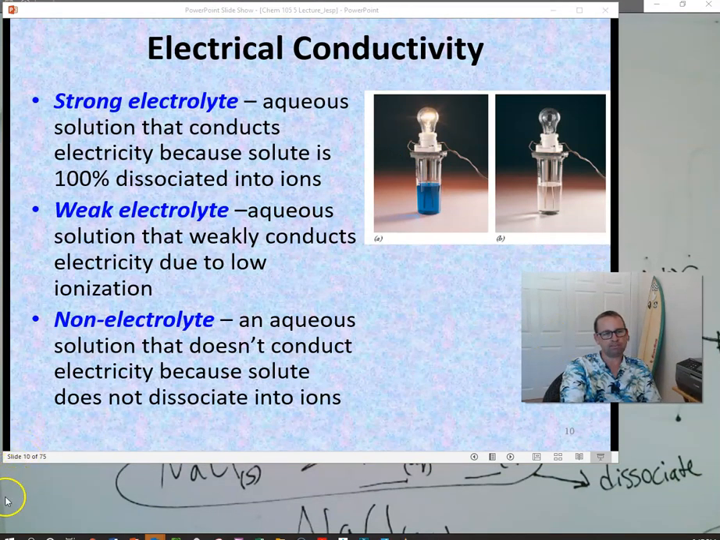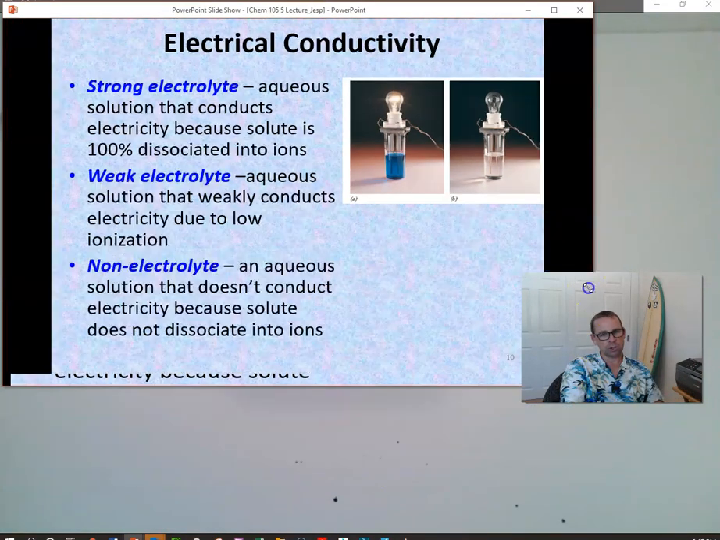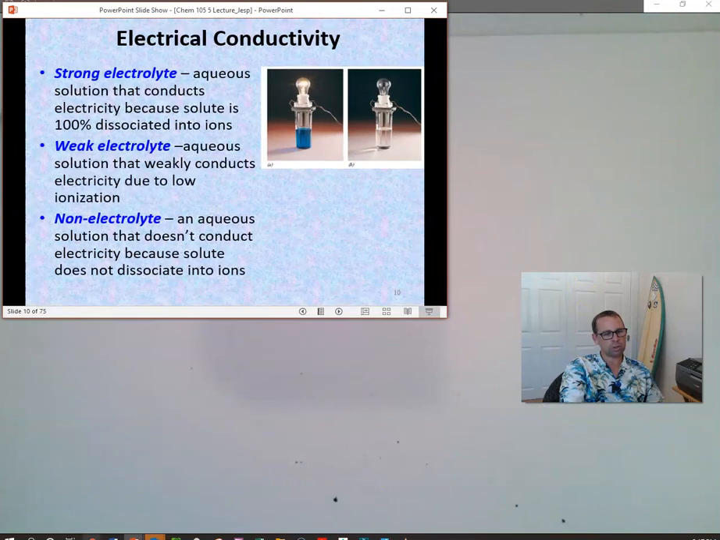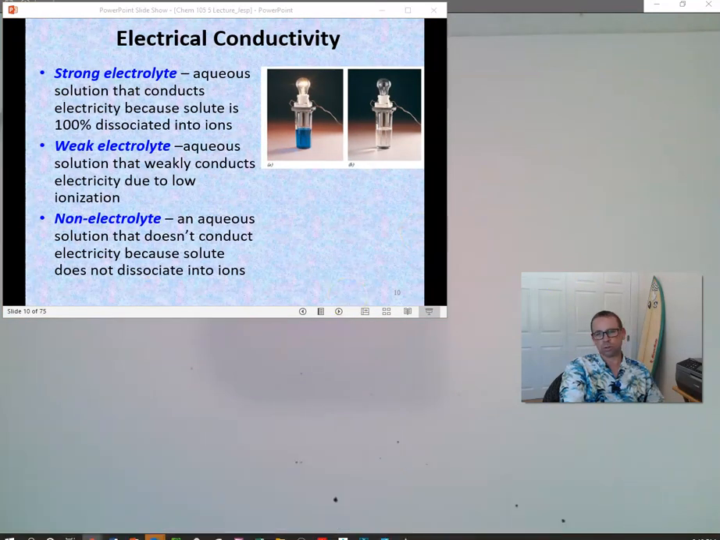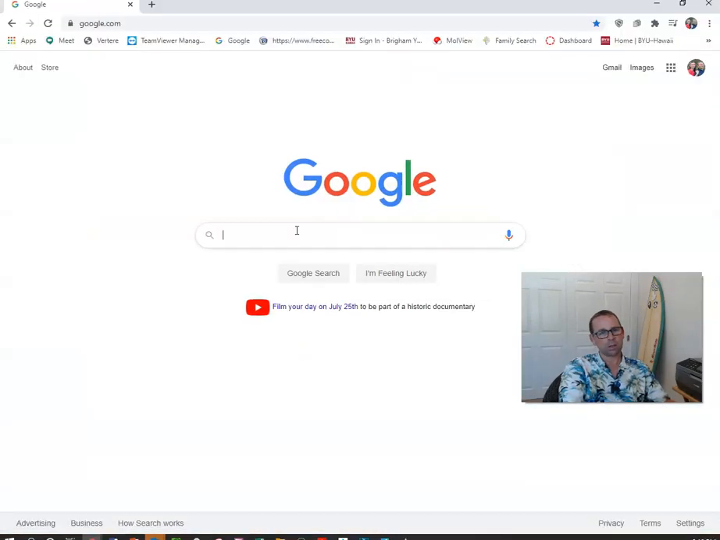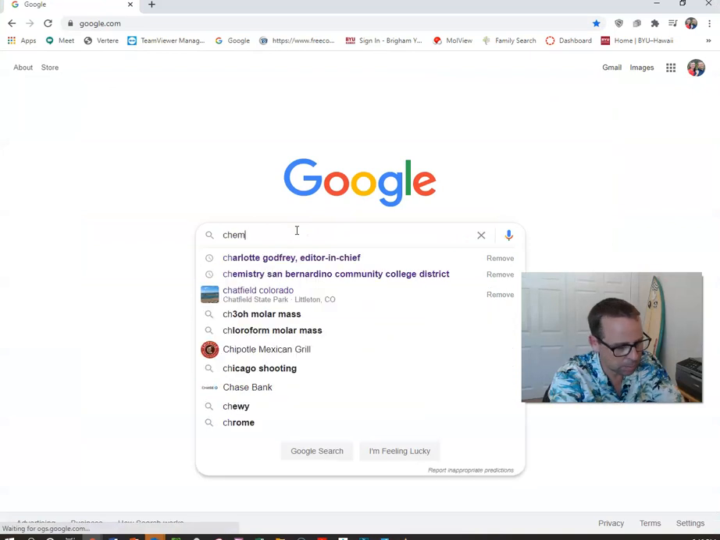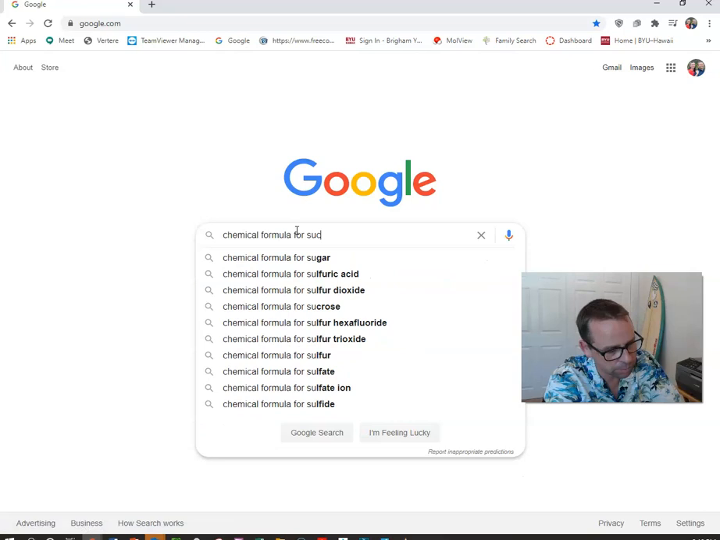What's that? I have a question. Yeah, what's the question? What's the formula for sugar? Well, sugar is called sucrose. So let me bring up here a web page, and we're going to look up the chemical formula for sucrose.